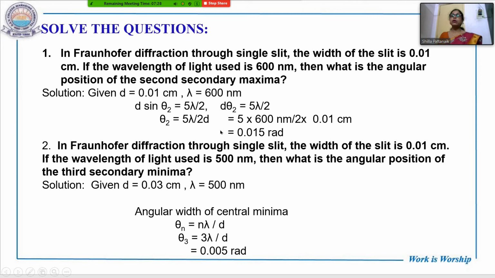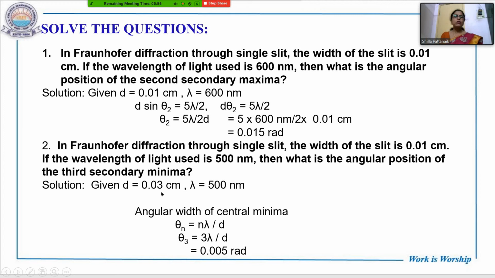So you should remember both the formulas, angular position of secondary maxima and minima. So this is a problem on secondary maxima. This is a problem on secondary minima. Again the question: width of the slit is given 0.01 centimeter, wavelength of light is 500 nanometer. Then what is the angular position of the third secondary minima? First secondary minima, lambda by d. Second one, 2 lambda by d. Third secondary minima, 3 lambda by d. Your formula is n lambda by small d.